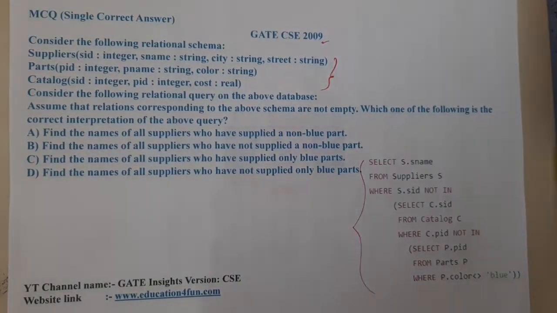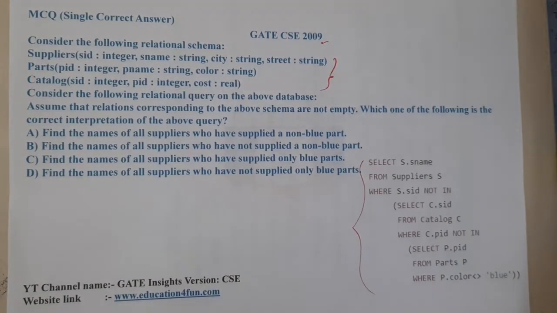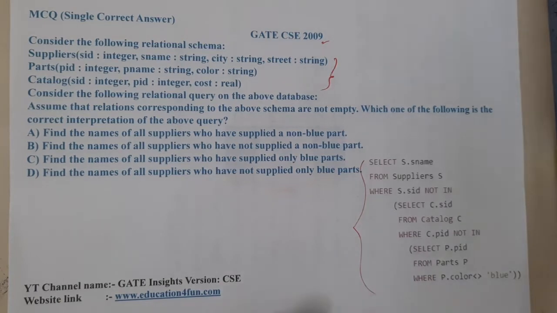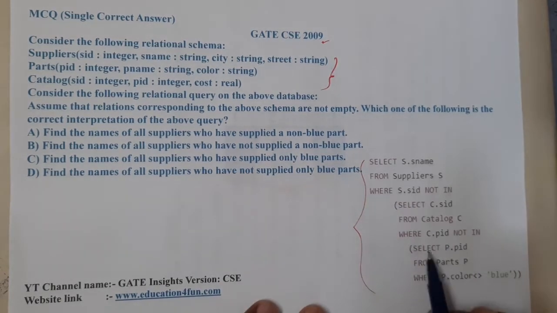Did they say what the primary keys and all those things are? They did not say anything, right? So assume that the relations corresponding to the above schema are non-empty, so none of those tables are empty. Which of the following corresponds to the interpretation of the below query? To be clear, this query has 3 queries: this is the first query, this is the second query, and this is the third query.